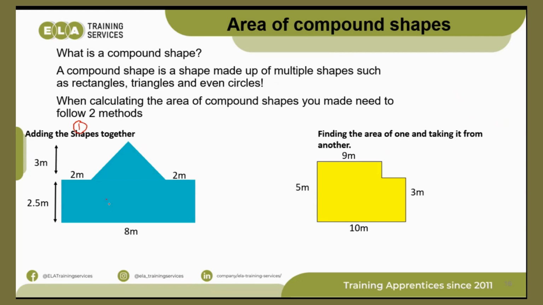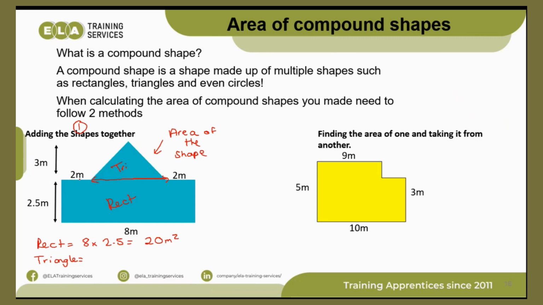So here we have a rectangle and a triangle, and we want to know the area of the shape. So first we've got to do the area of the rectangle. So we're going to do 8 multiplied by 2.5, which is 20 metres squared. And then now we've got our triangle. But what makes our triangle slightly tricky is we've got no base. But we know all the way across from here to here is 8 metres.